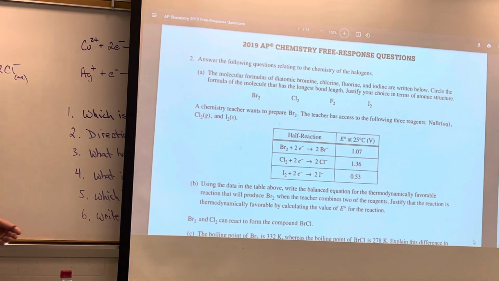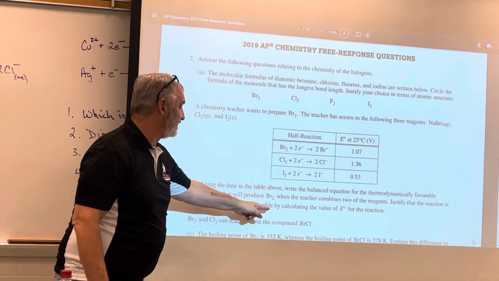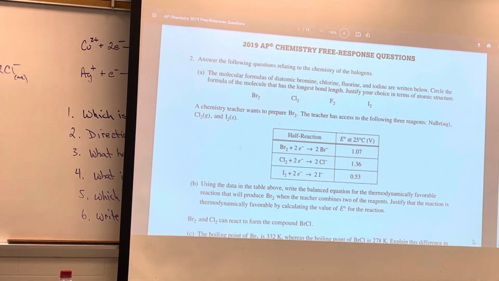Okay? So justify the reaction as thermodynamically favorable by calculating the value of E for the reaction. So what would E be? It's going to be, that's right, 1.36 minus 1.07 is equal to 0.29. Now, by calculating this, but let's say they wanted to explain it. You would just say, because E cell is positive, that makes the reaction thermodynamically favorable. Because E cell is positive, the reaction is thermodynamically favorable as written.